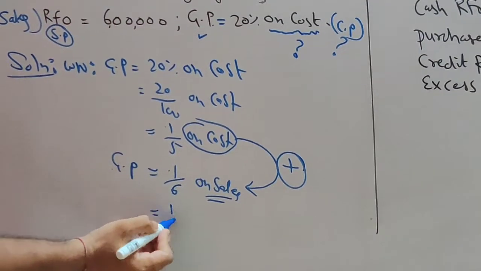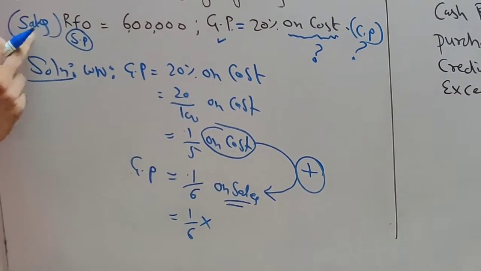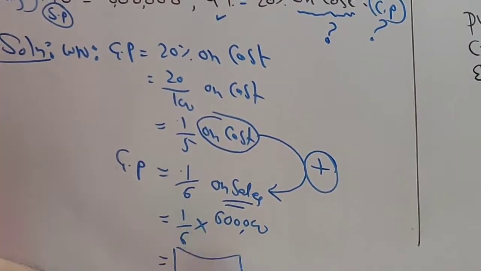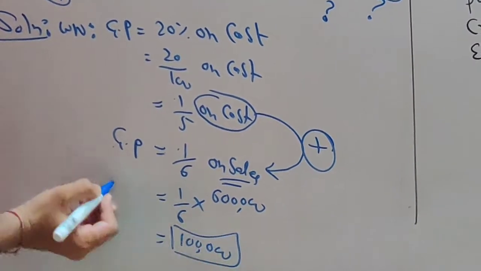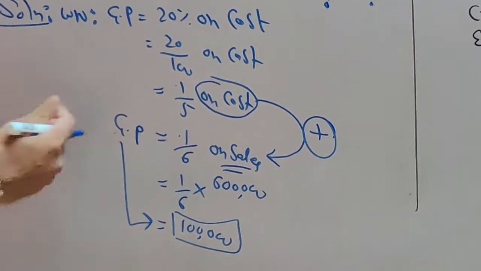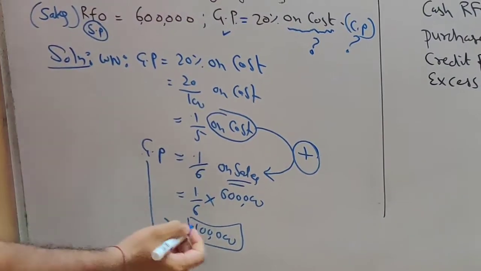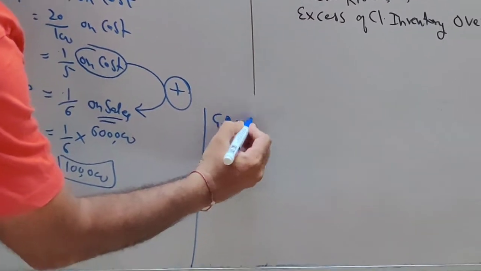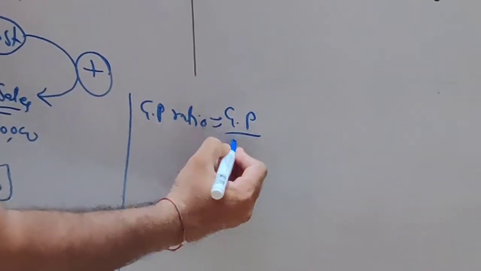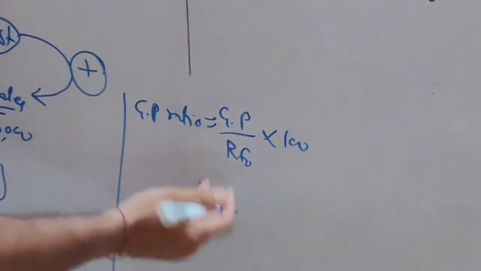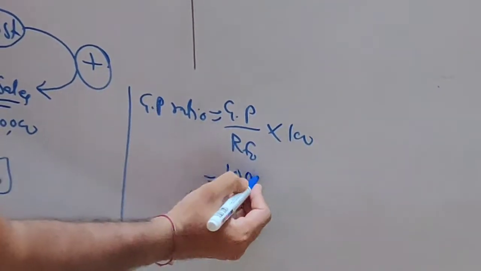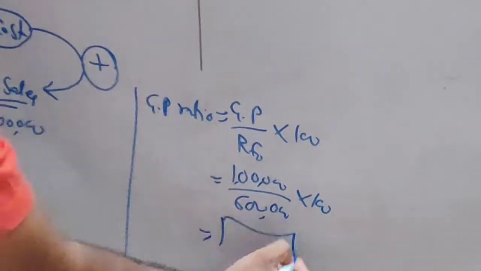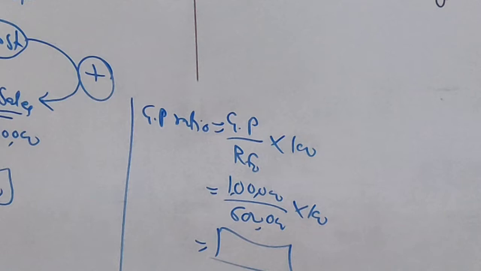Now let's solve, students. 1/6 on sales. You know the sales amount: 6 lakh. So 1/6 of 6 lakh, very easy, students, is 1 lakh. So you got the gross profit. Now you can easily find the gross profit ratio. What is the formula, students? Gross profit ratio is equal to gross profit upon revenue from operations into 100. Gross profit is 1 lakh, sales is 6 lakh, into 100. See what your answer is. It will be in percentage.